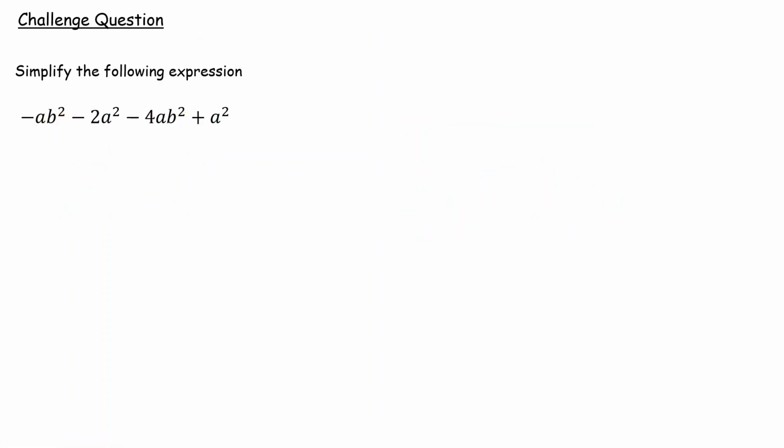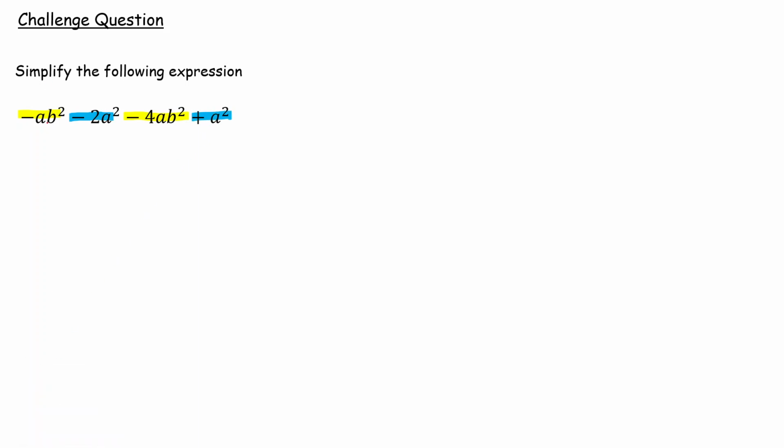Okay, last but not least, a challenge question, but nothing that we can't handle. Again, begin by finding your terms that are like. So you can see we've got an AB squared, and we've got an AB squared here. So the negative AB squared and the negative 4AB squared are like. And we've also got an A squared and an A squared part: a negative 2A squared and a positive 1A squared.